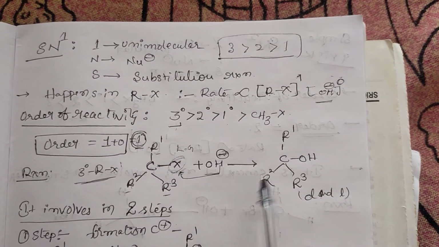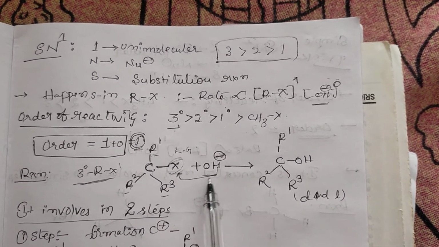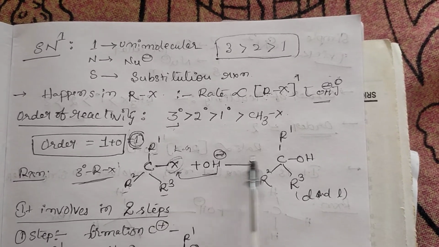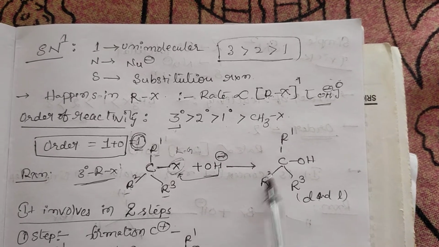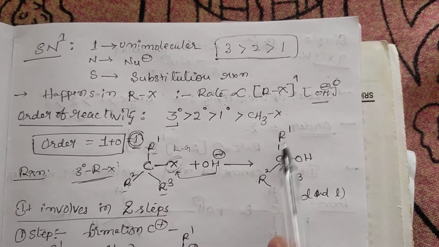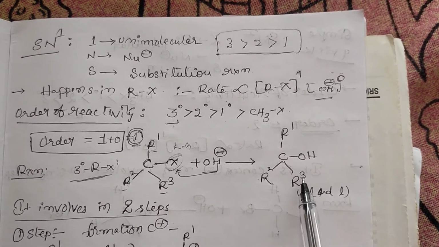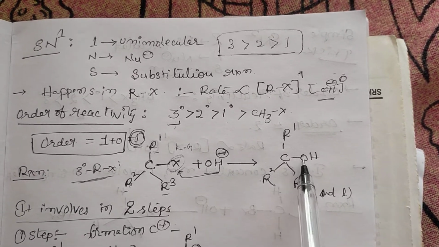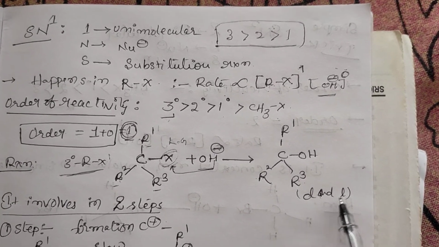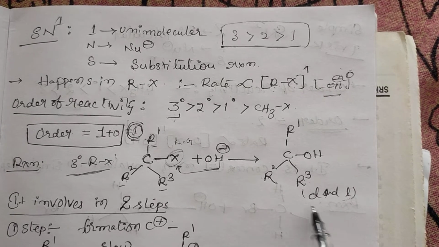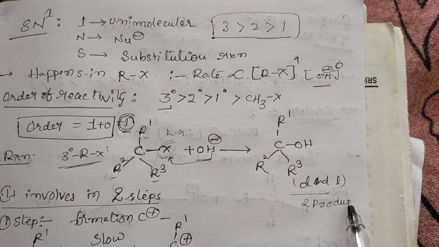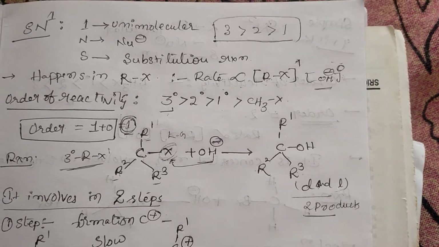Okay. Now what is happening? OH minus will substitute the halogen. So you will get C as it is, with R1, R2, R3. These three groups remain constant. Right? What is displaced here? Halogen is displaced. So what will you get? One compound is a D form and the other compound is an L form. So you will get two products. How many products are you getting? Two products, students. Remember that.